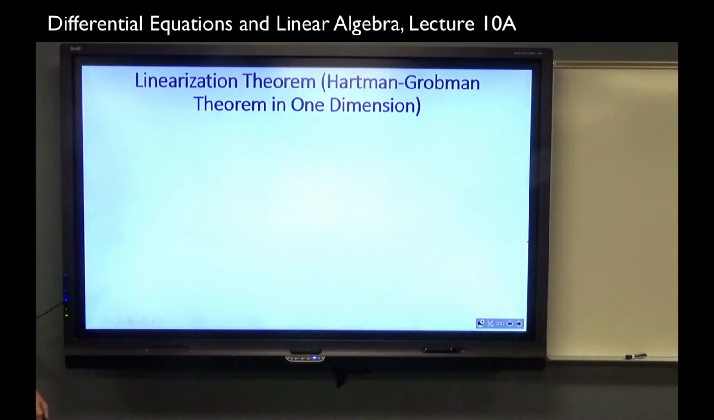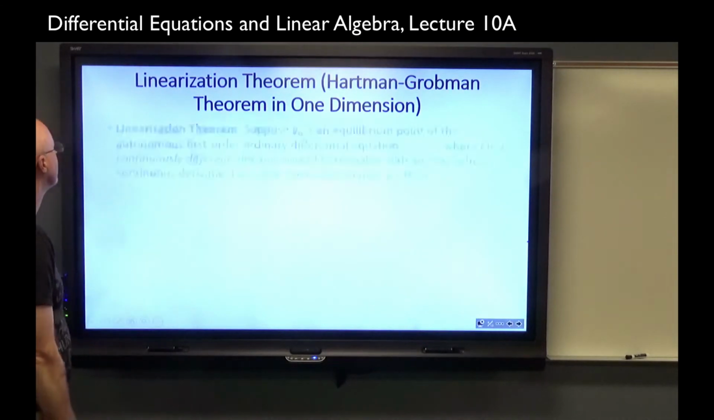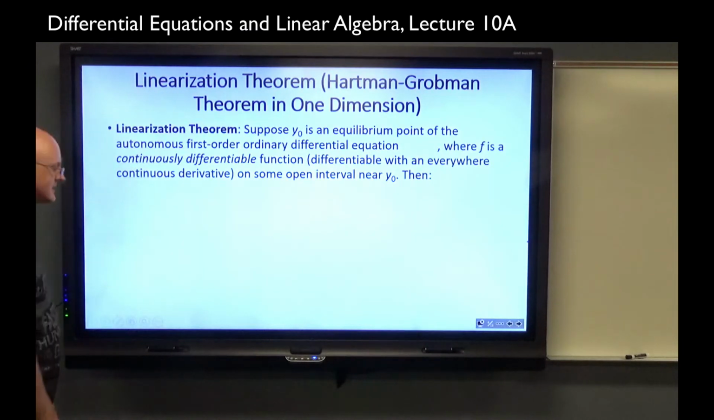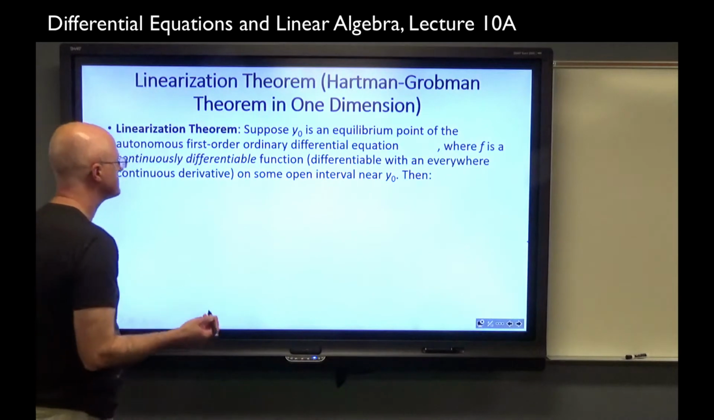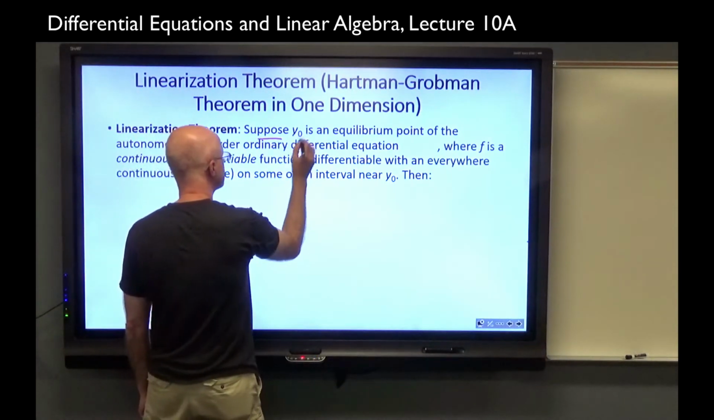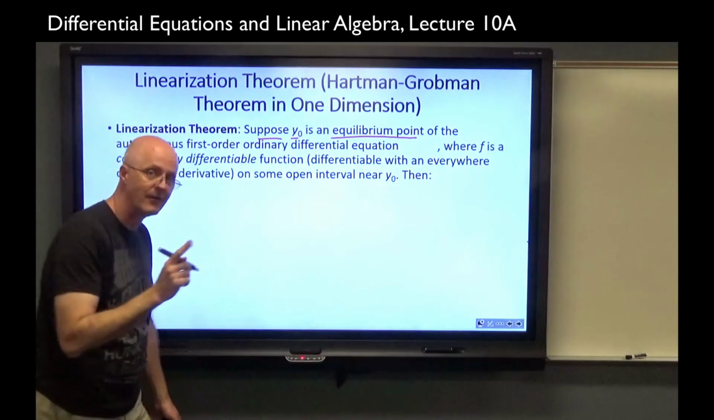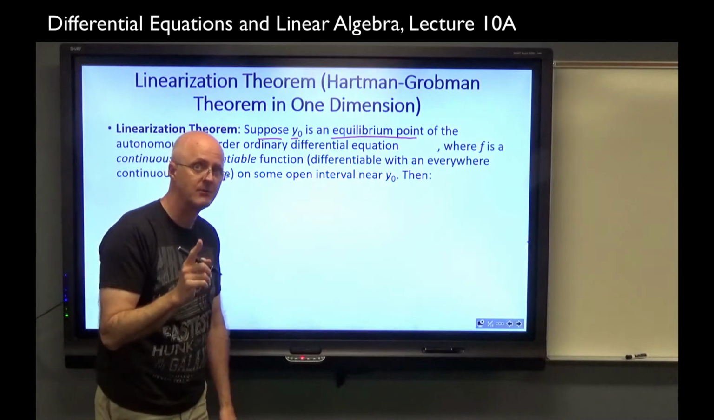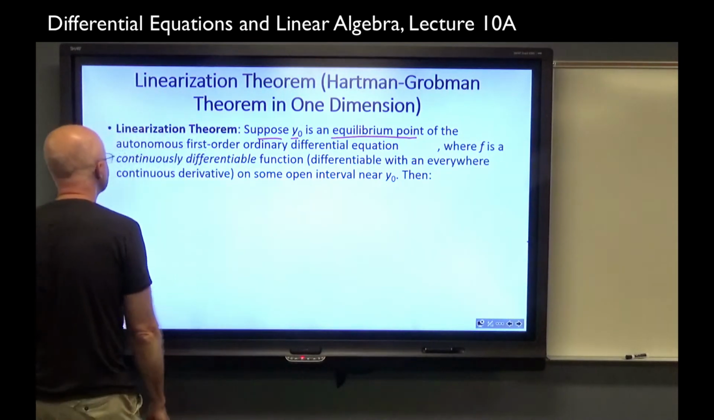All right, what is this linearization theorem? Also called the Hartman-Grobman Theorem, though that's a higher dimensional theorem in general. We're looking at it in one dimension. Theorems can be kind of complicated. We have some hypotheses, some premises, some assumptions we're making in the theorem. Suppose y0 is an equilibrium point. Very important that y0 is representing an equilibrium point. If it's not an equilibrium point, don't try to use the theorem. It doesn't make any sense in that case.